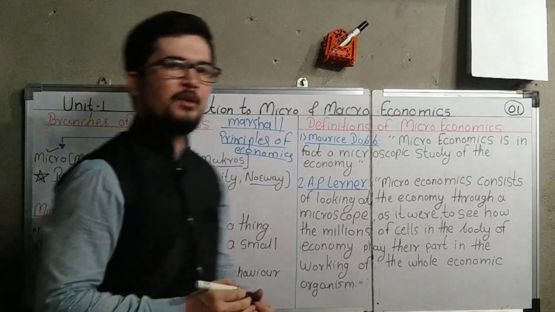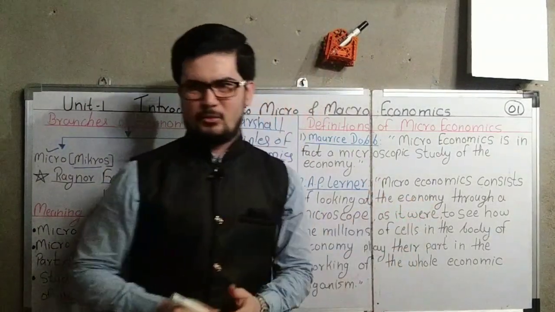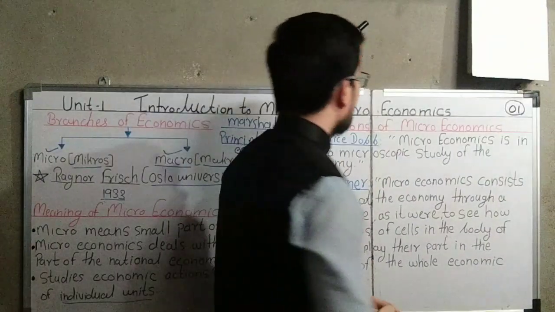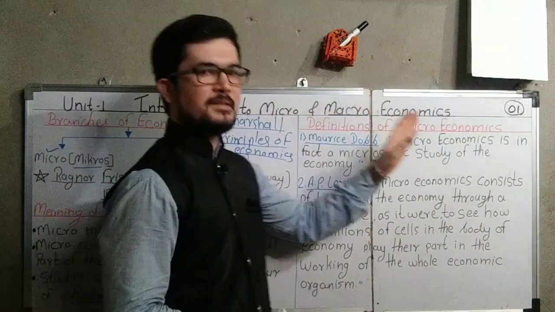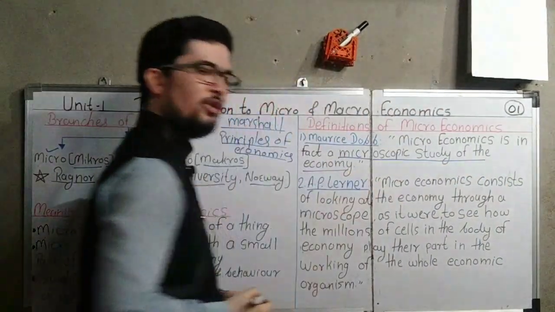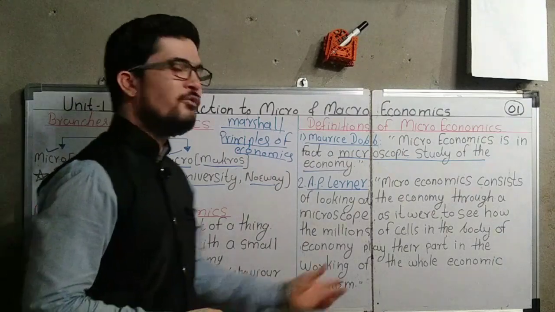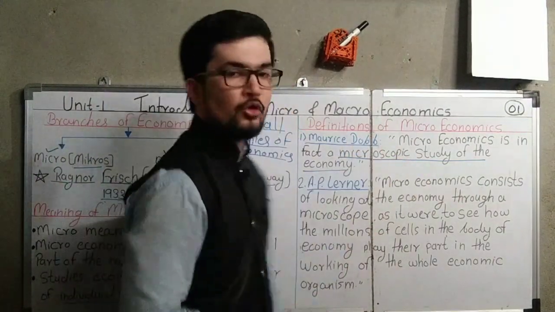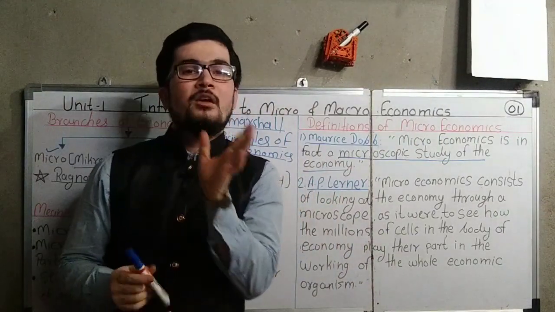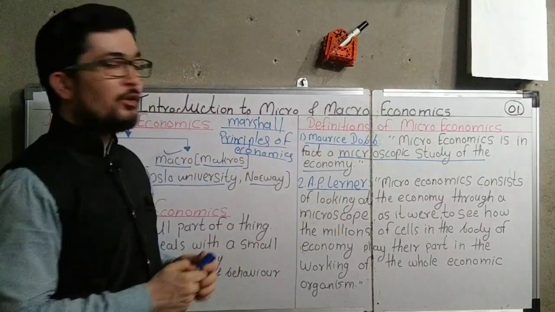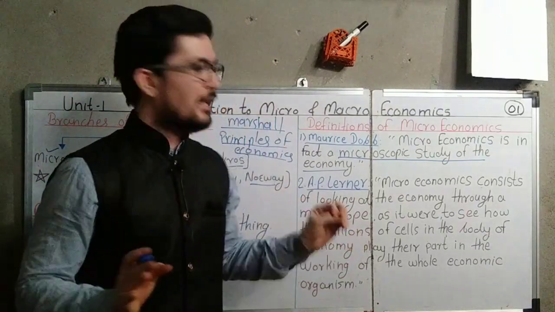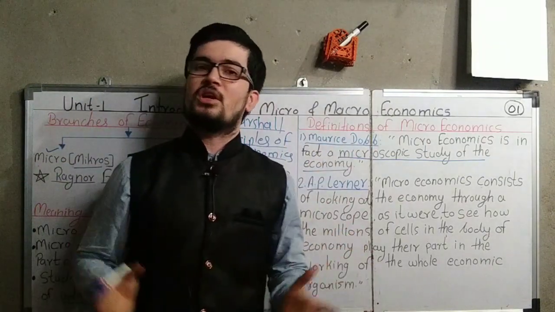We come to the definitions of microeconomics. There are multiple definitions, but we are going to discuss only two here. Maurice Dobb is the person who gave one definition. According to him, microeconomics is in fact a microscopic study of the economy. What he wants to say is that microeconomics is in fact a microscopic study. Take the word microscope. We know that it is used in laboratories to study very small things in detail. That is why in microeconomics also we study small or individual things in detail. That is why it is called the microscopic study of the economy.